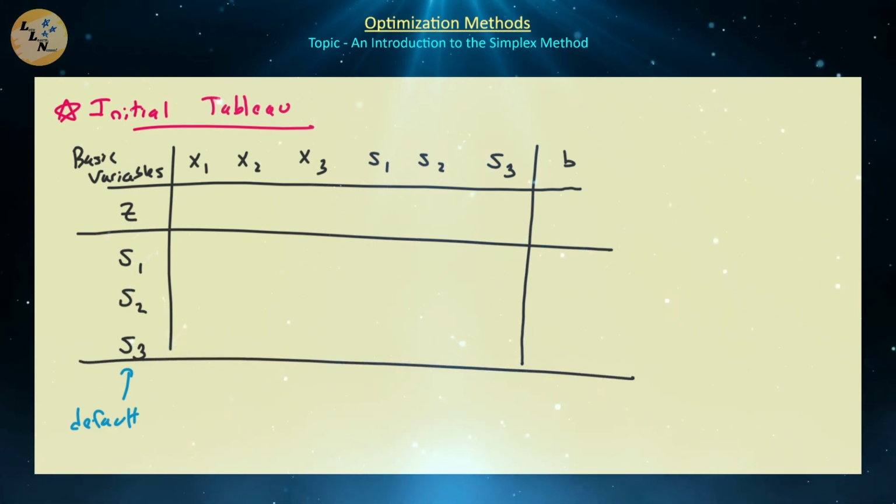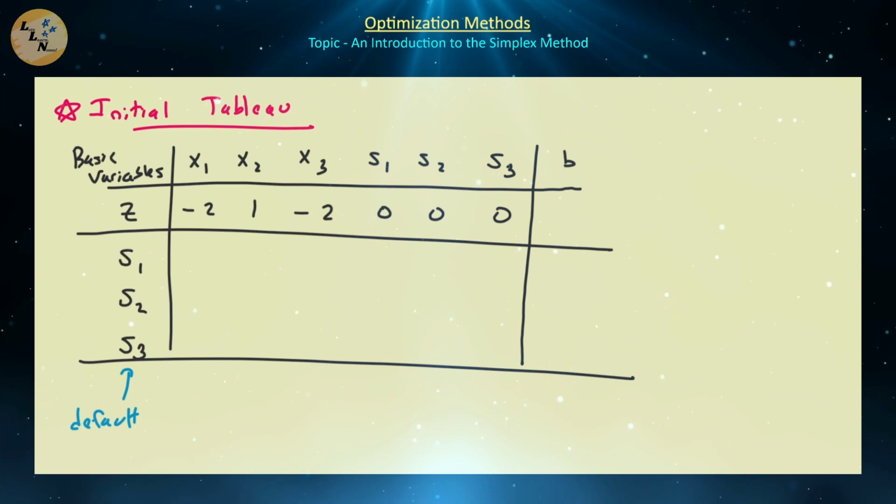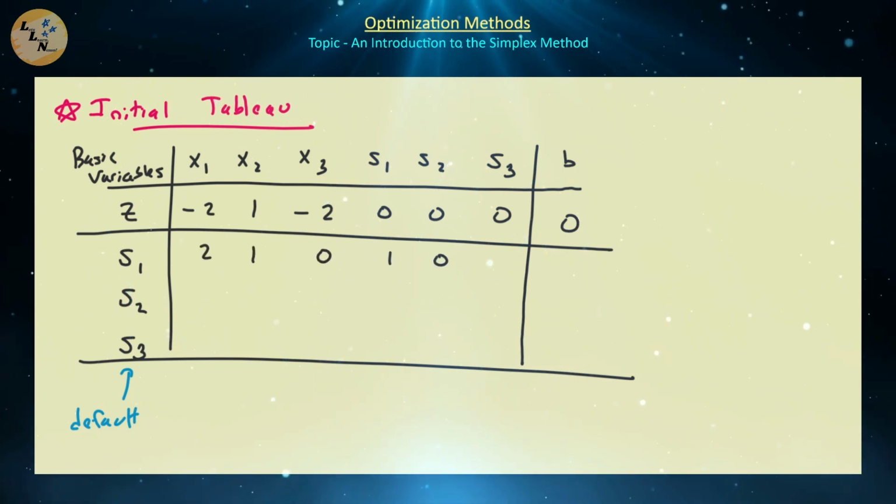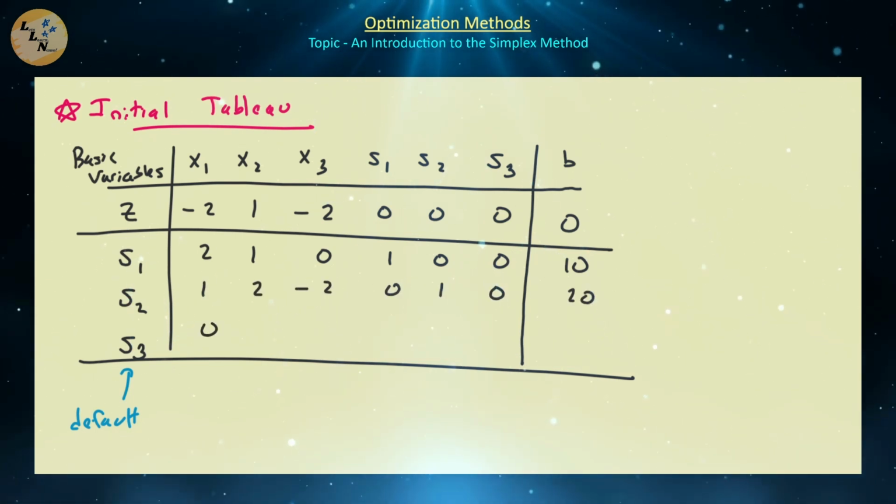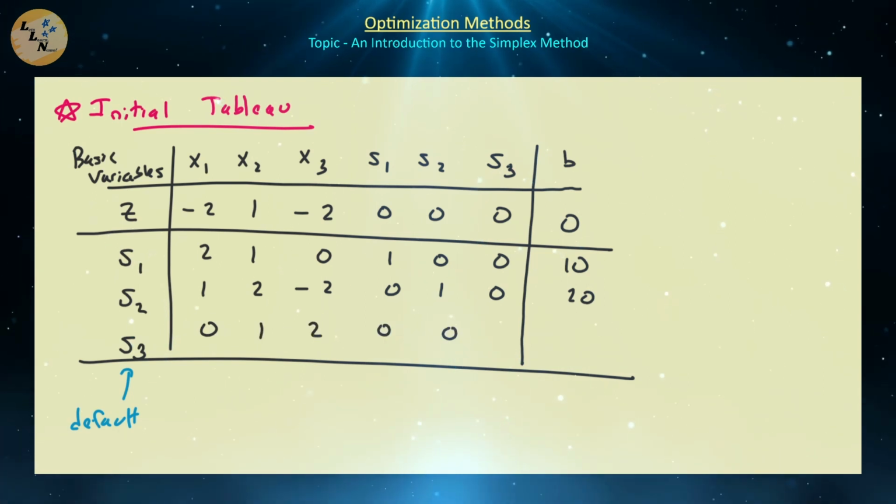So for our z functional in terms of x1, x2, and x3, we're going to have -2, 1, -2, and then we didn't have any slack variables, and that's going to be set equal to 0, let's assume. And then s1, then we're going to have 2, 1, 0, 1, 0, 0, and 10. 1, 2, -2, 0, 1, 0, and 20, and 0, 1, 2, 0, 0, 1, and 5. So this big rectangular block matrix in the bottom, that's our normal coefficient matrix A.